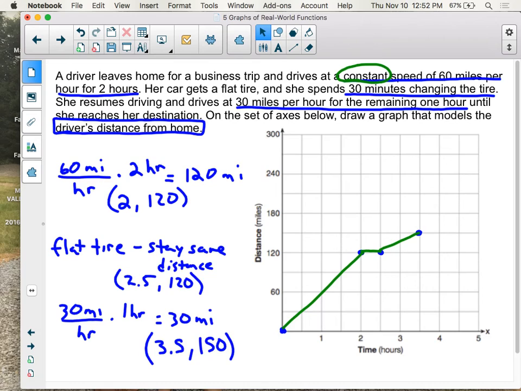So hopefully this lesson, you're able to learn how to read a graph for intervals of increase and decrease, write those intervals down, and also maybe sketch a graph given a story.